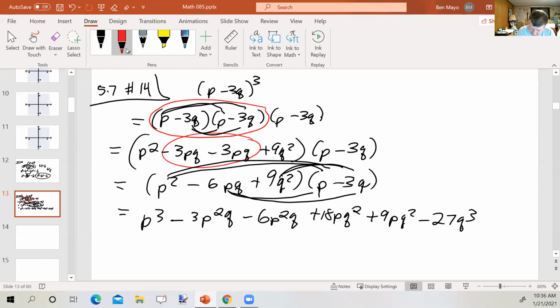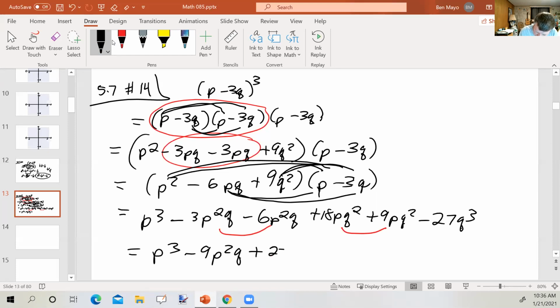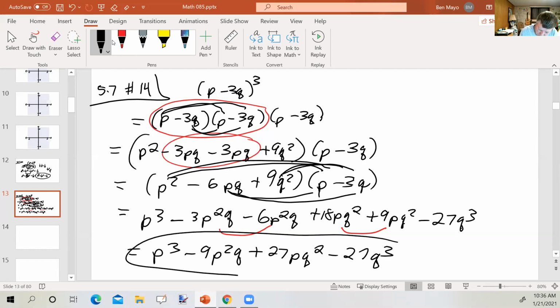All right, let's see, what are like terms? These are like terms and those are like terms. So we've got p cubed minus 9p squared q plus 27pq squared minus 27q cubed. And that would be the final answer. Any questions there? All right, let's see here.